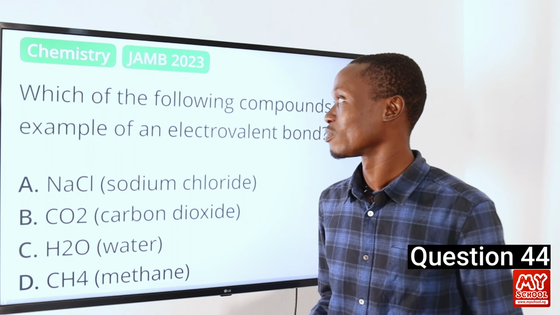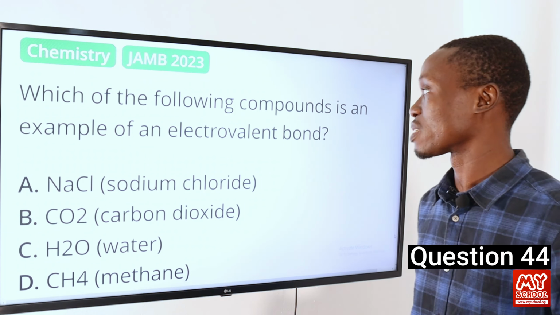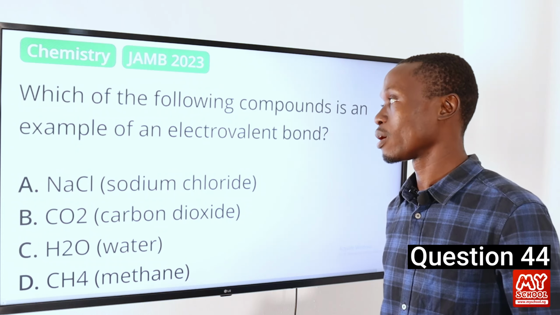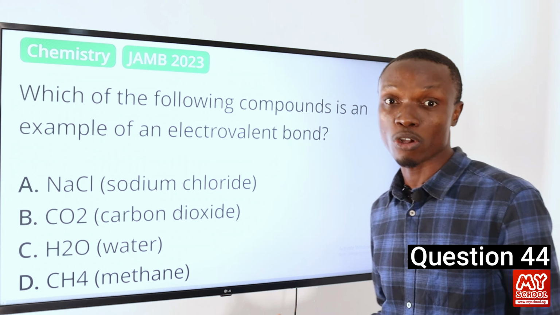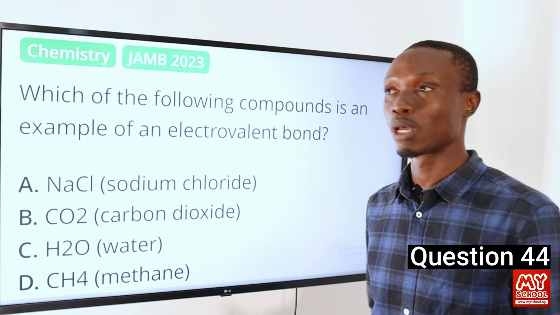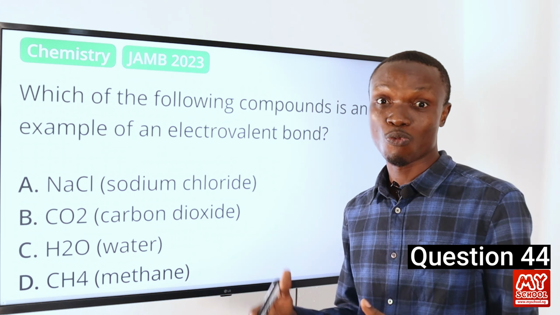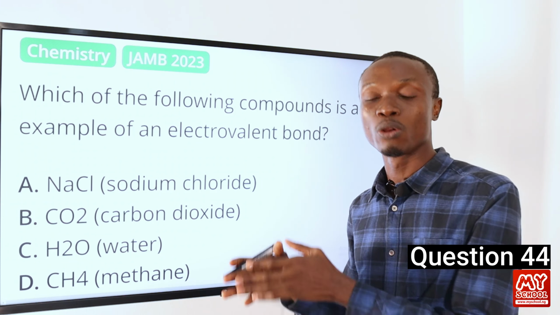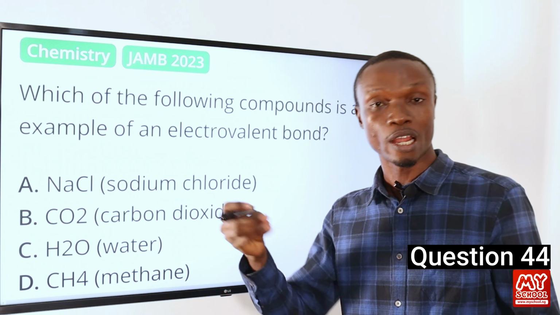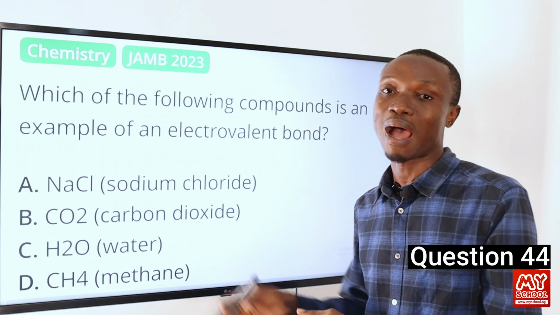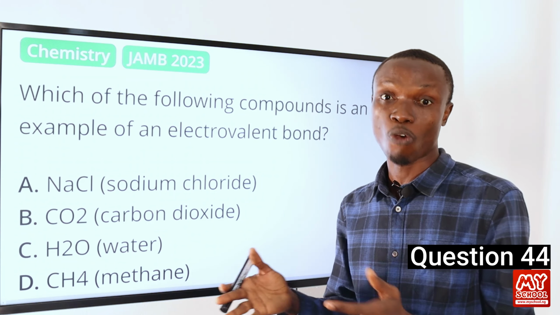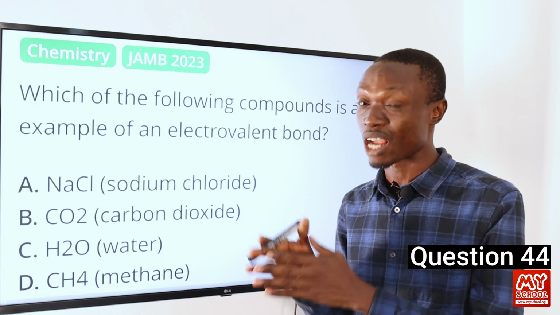Question 44. Which of the following compounds is an example of an electrovalent bond? Electrovalent bond is also known as ionic bond. We know that an electrovalent or ionic bond occurs between a metal and a non-metal, where the metal donates electrons and the non-metal accepts the electrons, resulting in the formation of oppositely charged ions.